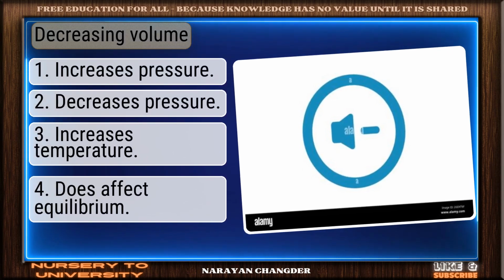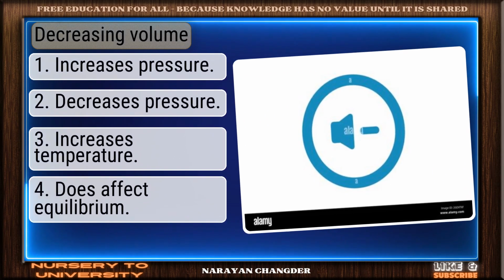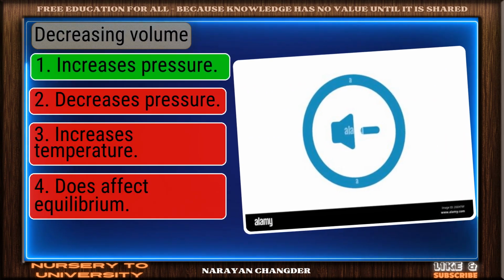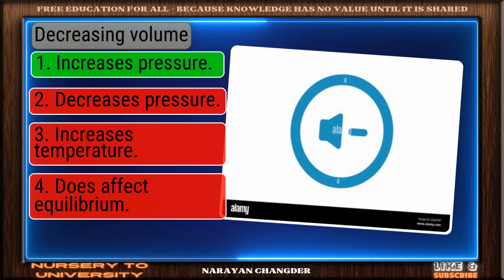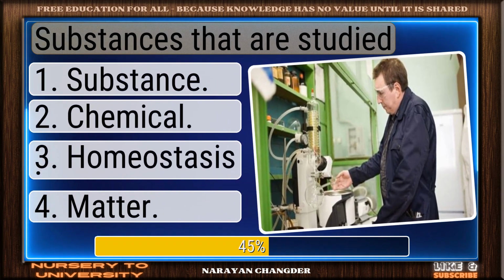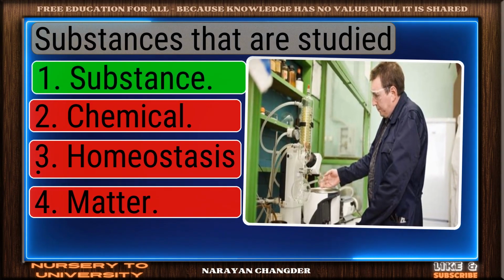Can you solve all these chemical equilibrium questions? Decreasing volume. Great thinking. Increases pressure is the right choice. Substances that are studied. Sharp thinking. Substance is the right choice.